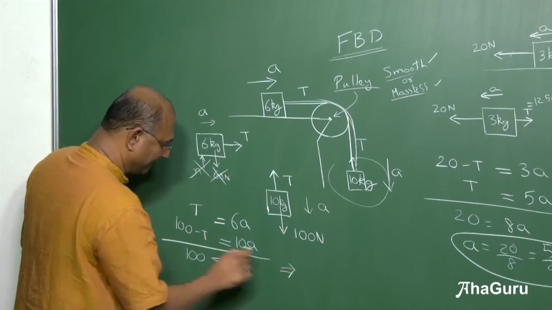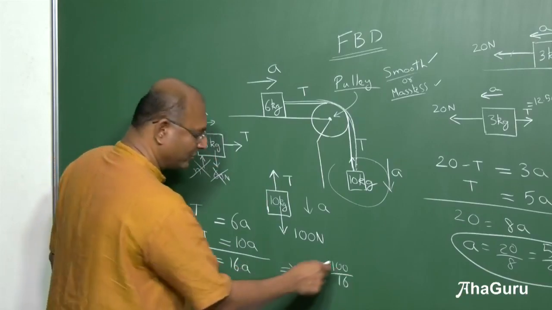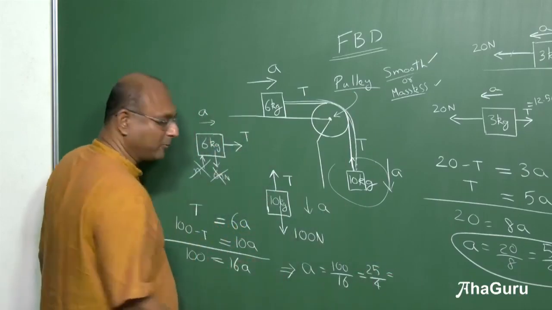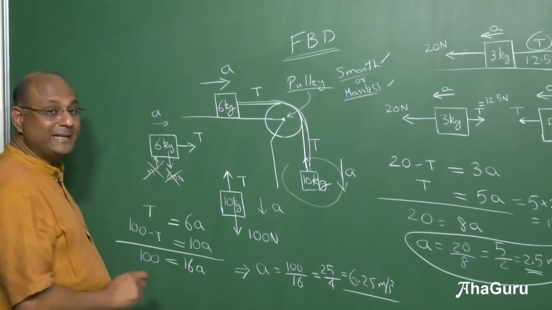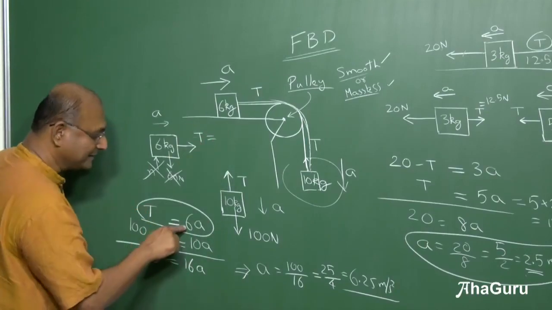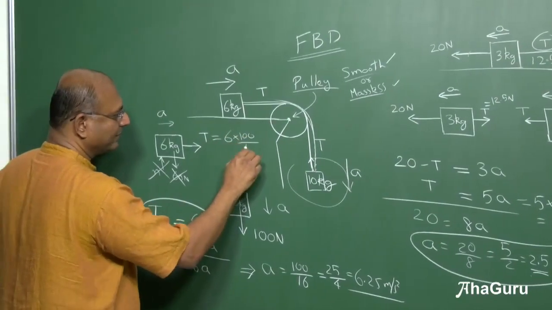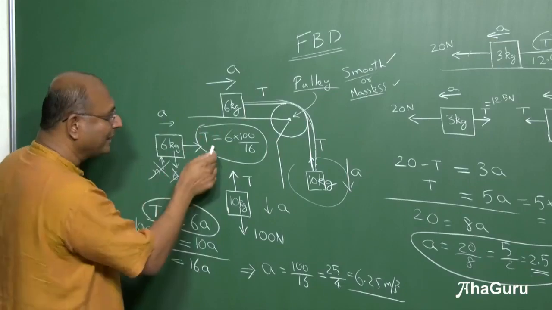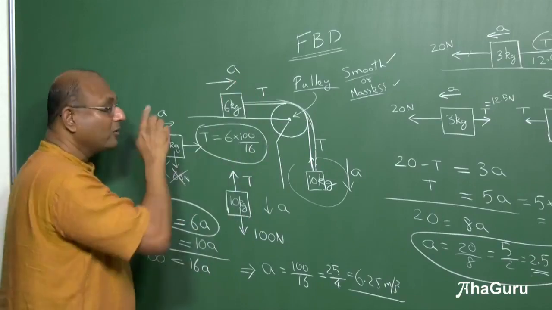And so from this, what can I say? A is equal to 100 by 16. We can do the calculation. You will get, if I cancel out the 4, 25 by 4, which is something like 6.25 meters per second square. But I want the T, I want the tension. But see, once you have calculated this, it is easy to find the tension. So what is the tension? 6 into A. 6 into 100 by 16. I can put 6.25, 25 by 4, but you can calculate. So I'm not worried right now about the calculation, but you can see that you have calculated. What we have found is this tension and we have found that tension. So I hope this is clear.